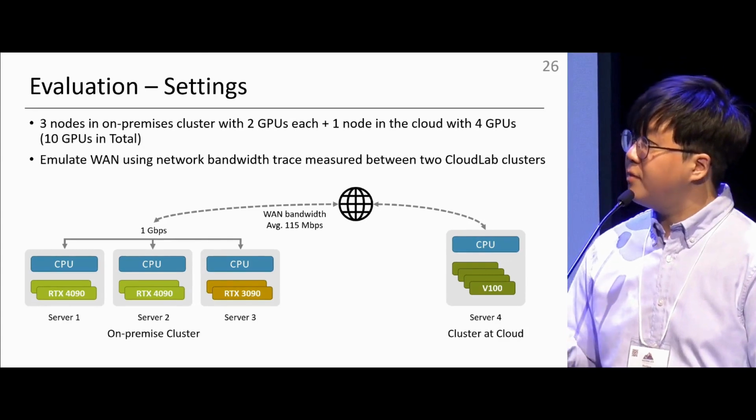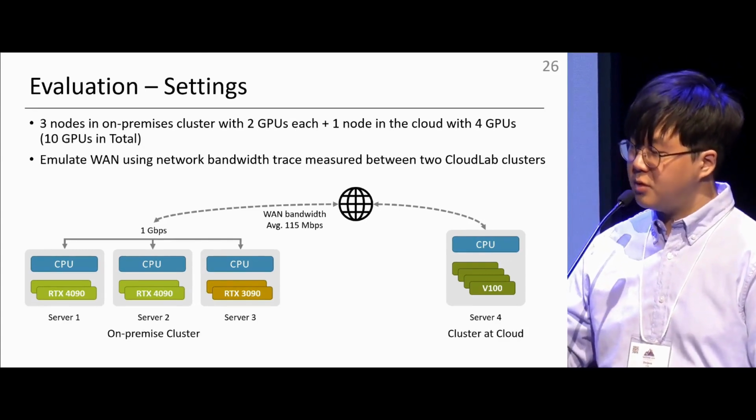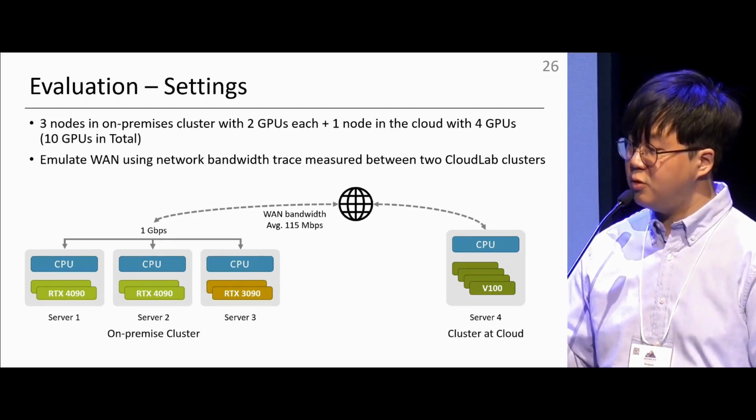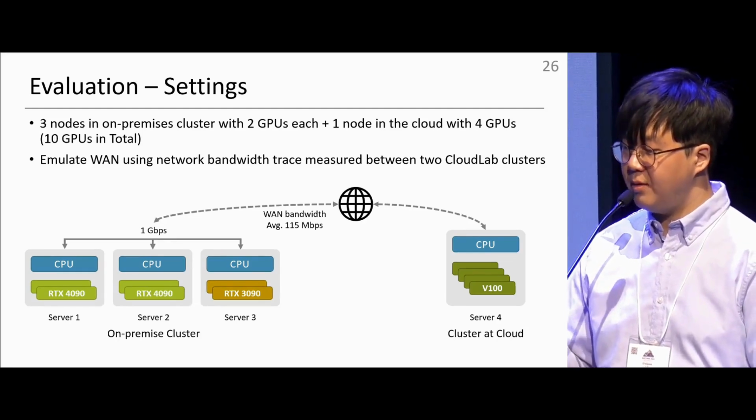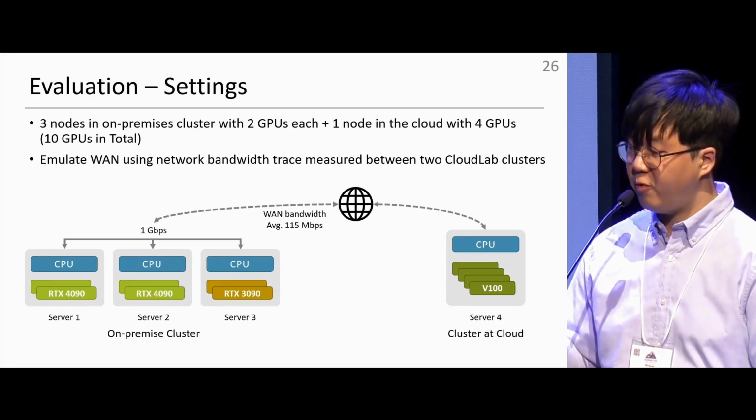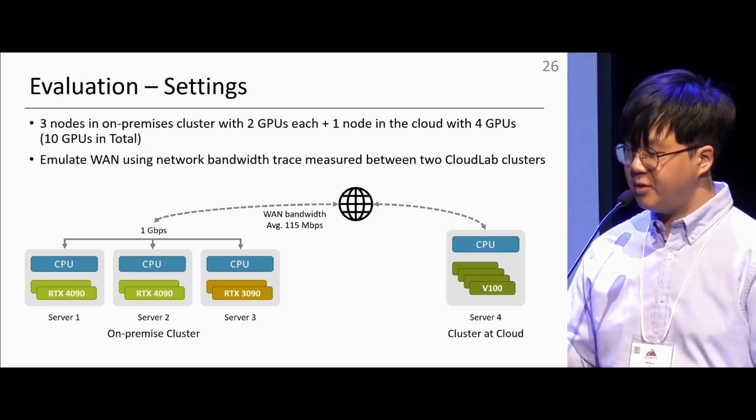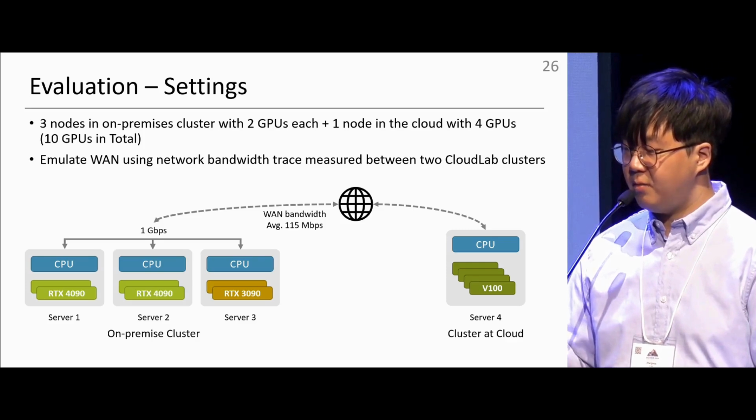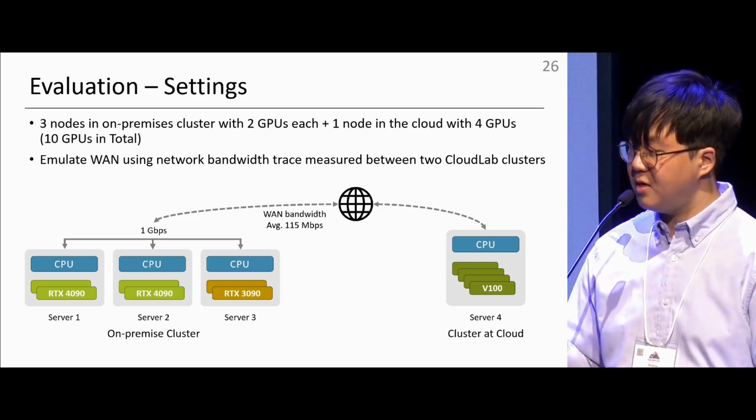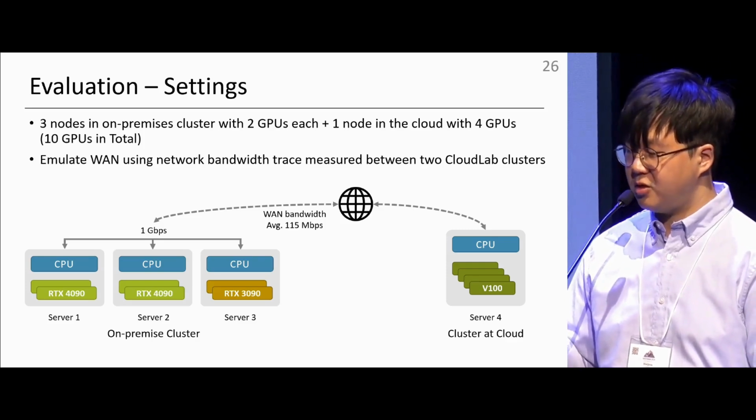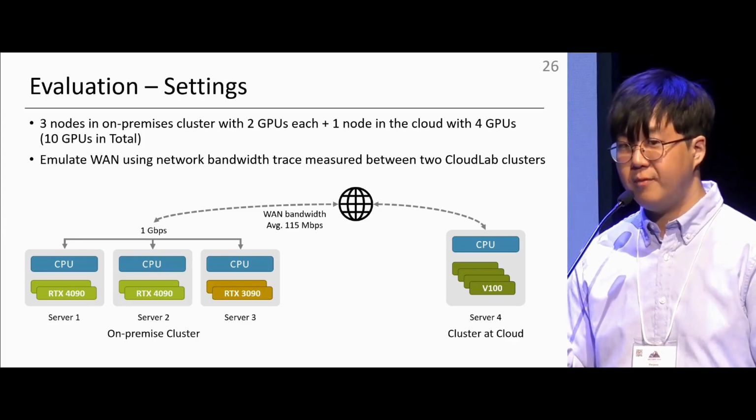Now I'll discuss how we evaluate TRAIN. We use 3 nodes in an on-premises cluster with 2 GPUs each, and 1 node in a remote cluster with 4 GPUs. For reproducibility, we use emulated bandwidth between clusters using the network bandwidth trace we measured between 2 cloudlet clusters with an average link bandwidth of 150 megabit per second.